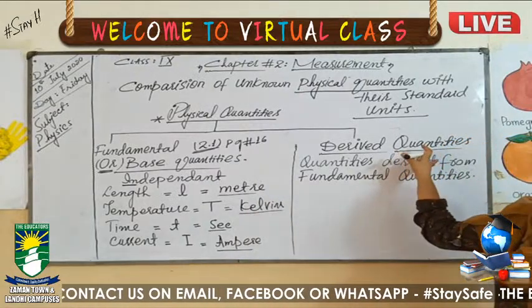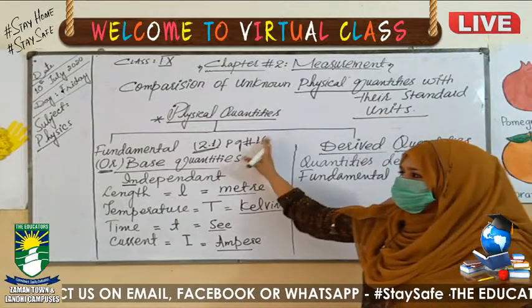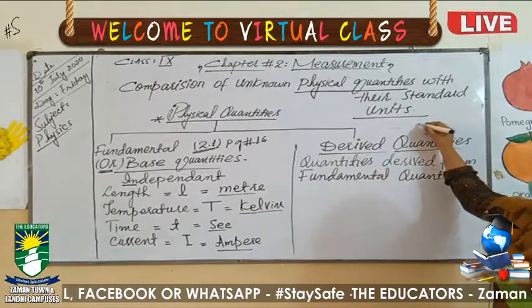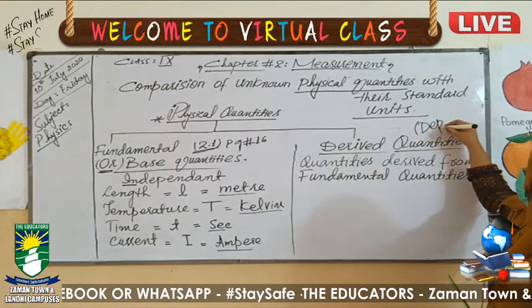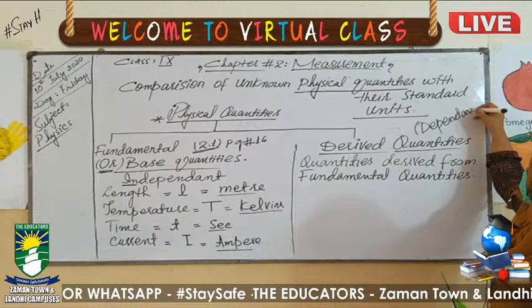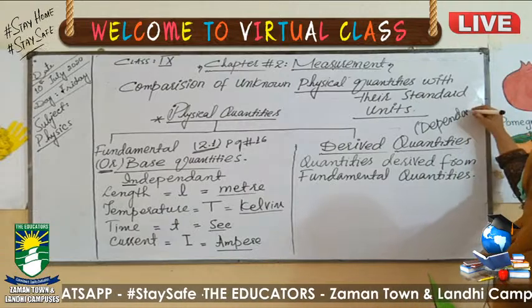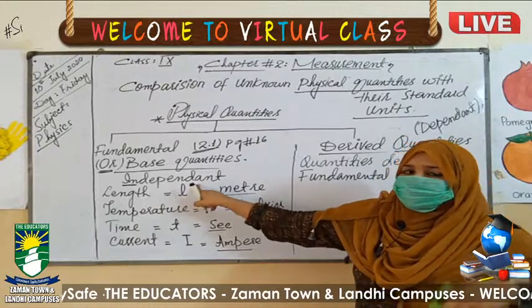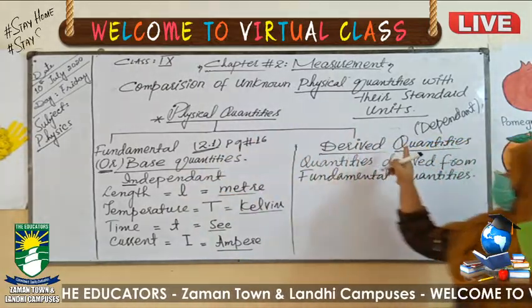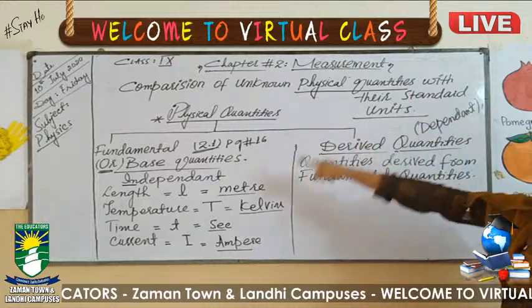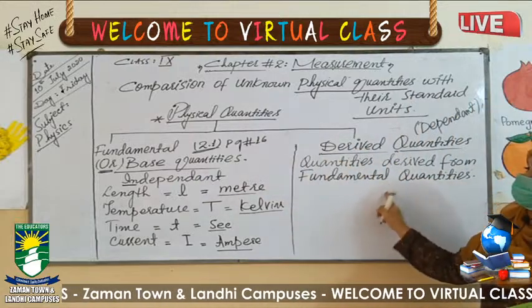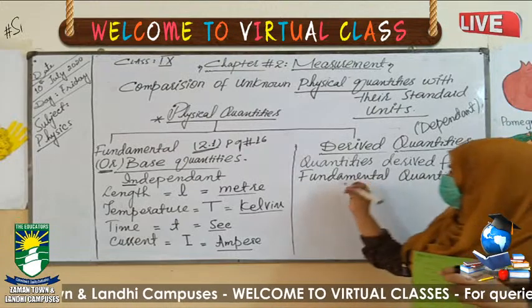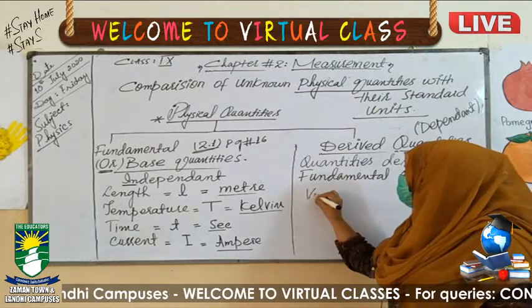Derived quantities basically depend on the fundamental quantities. That is why we can say derived quantities are dependent quantities. Fundamental quantities are independent, they do not depend on other quantities, while derived quantities are dependent on fundamental quantities because they derive from the base quantities. The example of a derived quantity is volume.